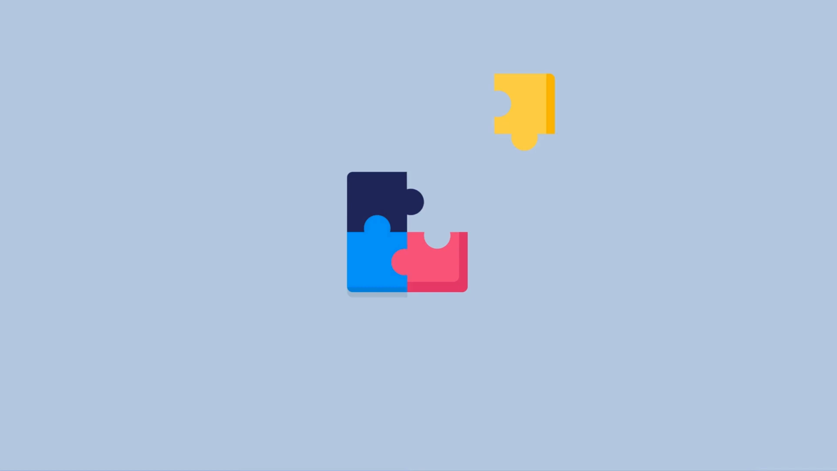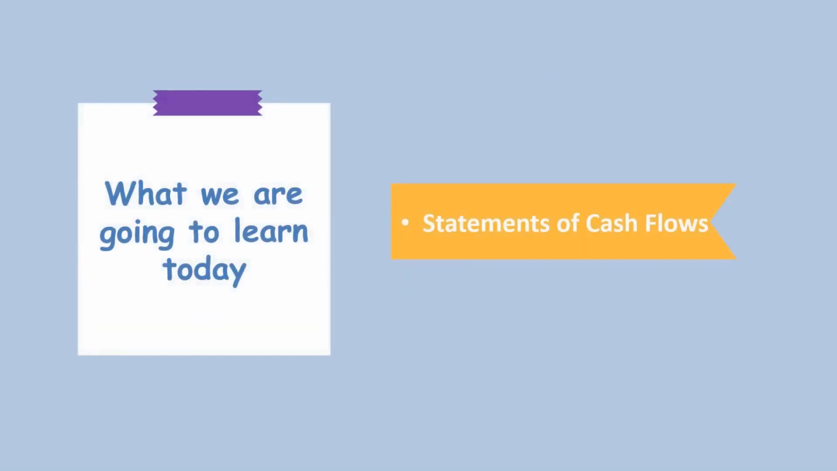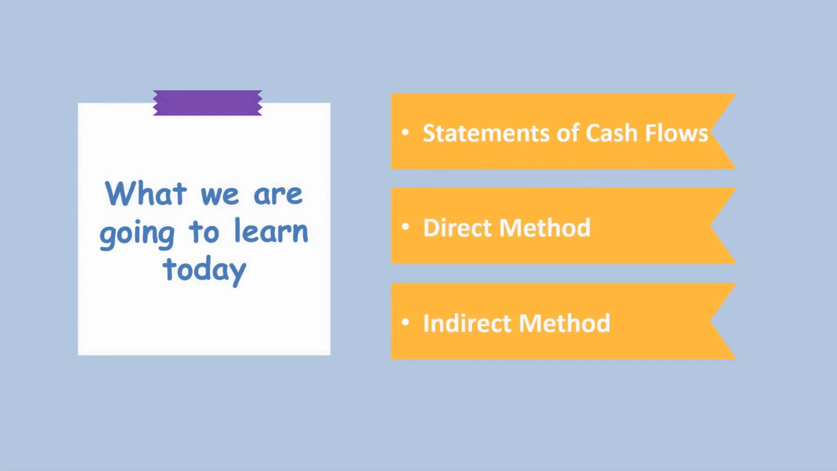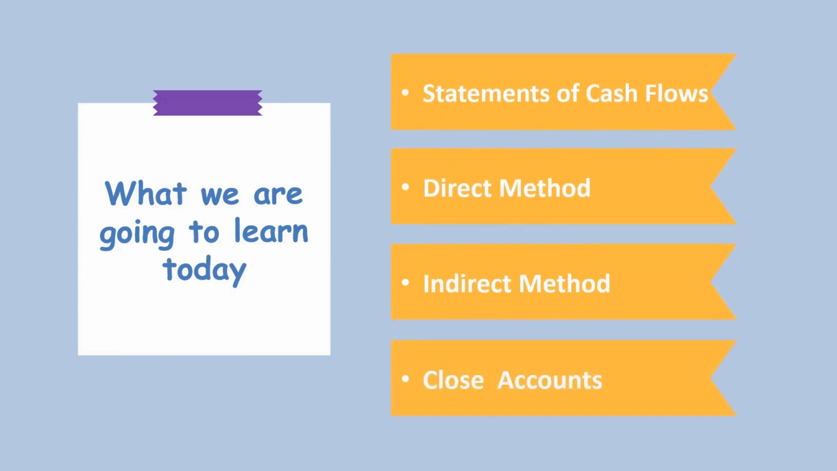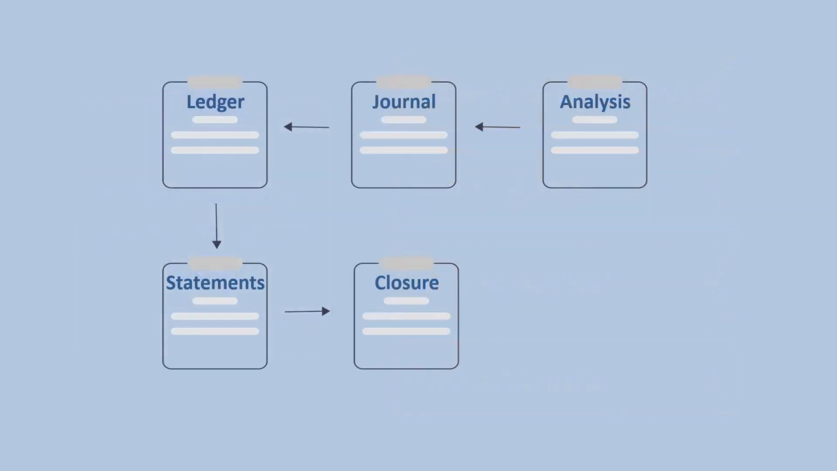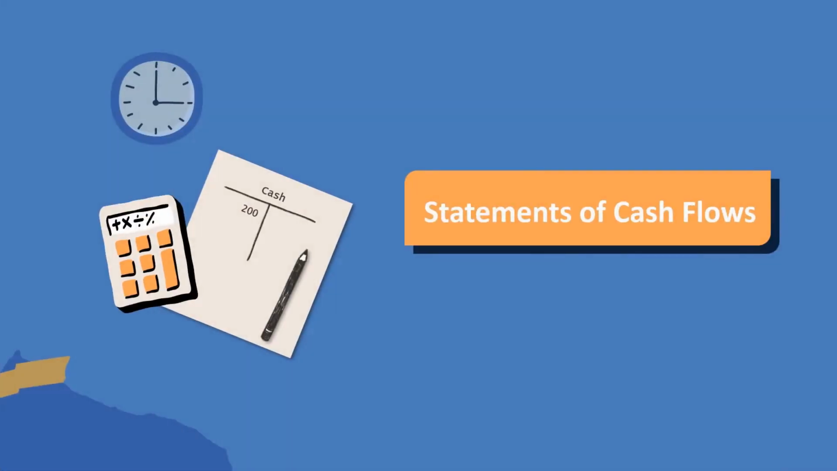We're almost at the finish line, and today we're tackling the final piece of the financial statement puzzle, the statement of cash flows. Get ready to learn what it is and how to create one using both direct and indirect methods. But that's not all. We'll also talk about how to close temporary accounts as we bid farewell to the accounting period. By the end of this episode, you'll have all the bookkeeping skills you need right at your fingertips. No time to waste, let's get started right away.